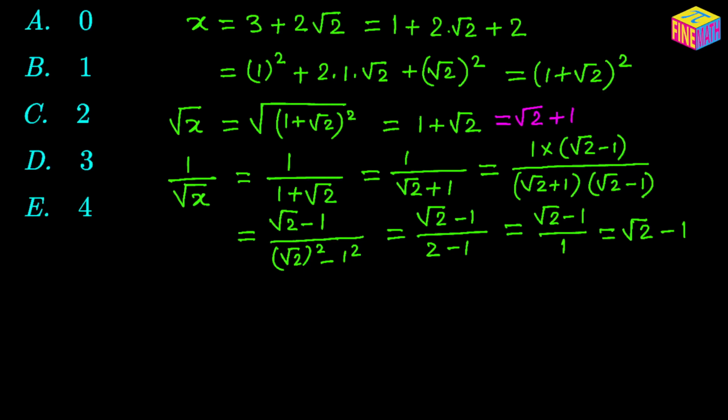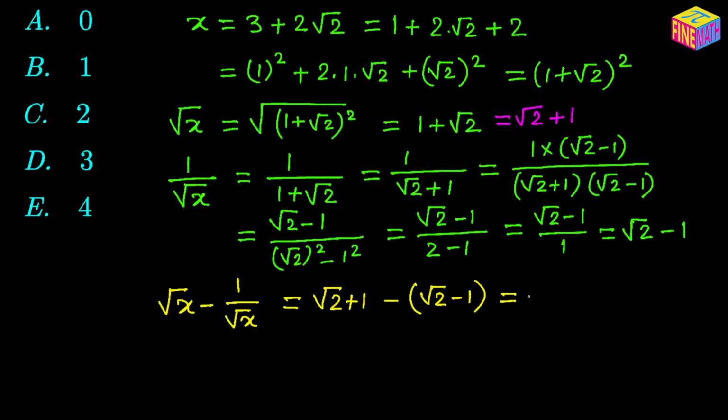So the expression, square root of x minus 1 over square root of x, will be equal to, what is square root of x? Well, that is square root of 2 plus 1, and then we have a minus, what is 1 over square root of x? Well, that is actually square root of 2 minus 1, and now if we remove the parenthesis, it's going to look like this. So this will be square root of 2 plus 1 minus square root of 2 plus 1, and that will be equal to 2. The positive square root of 2 and the negative square root of 2 will cancel each other, and we are going to be left with just a positive 1 and another positive 1, so that will be positive 2. So that is our answer.